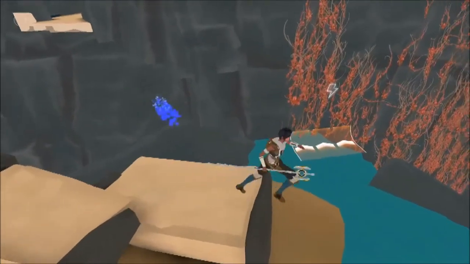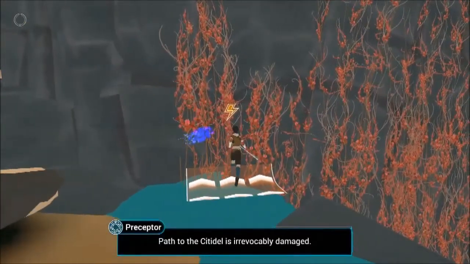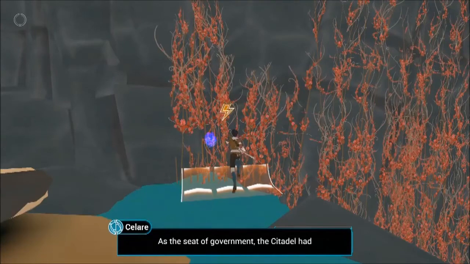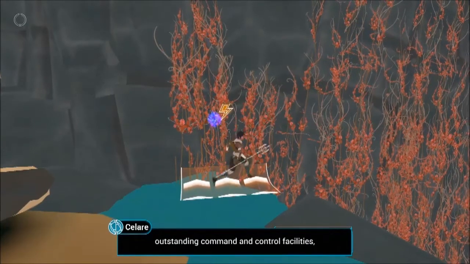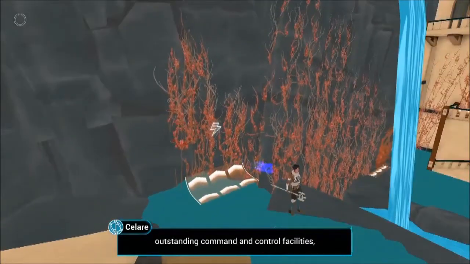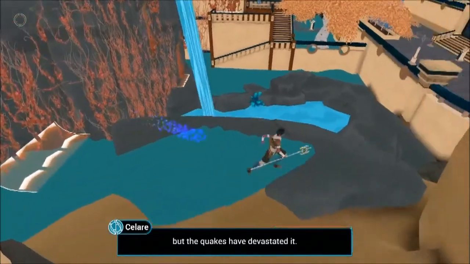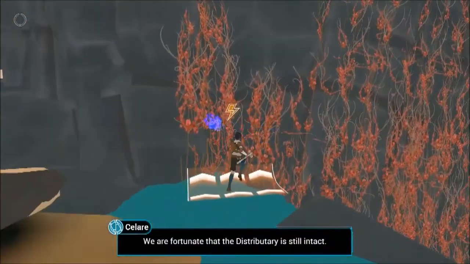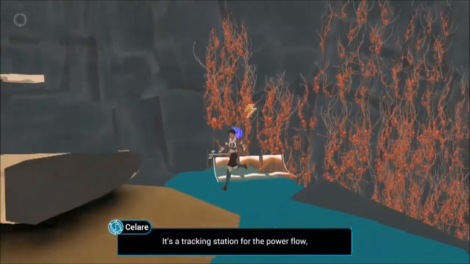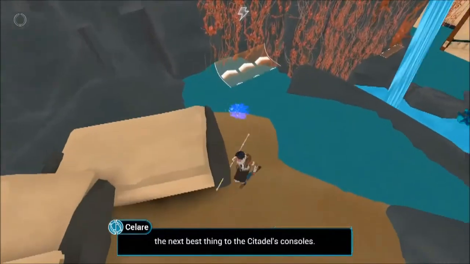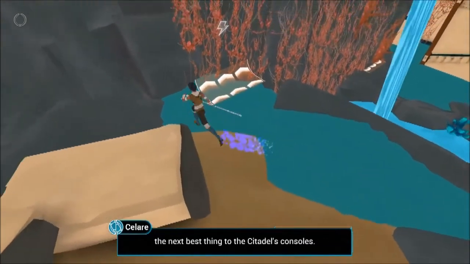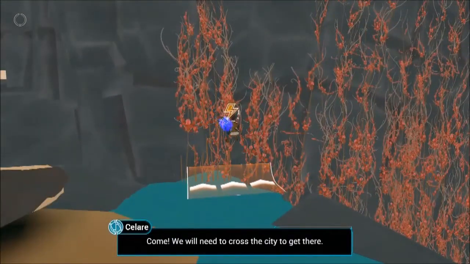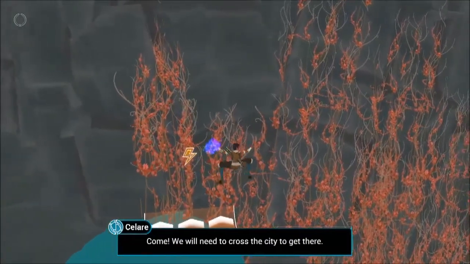Where are we going? Path to the Citadel is irrevocably damaged. Access impossible. As the seat of government, the Citadel had outstanding command and control facilities. The quakes have devastated it. We are fortunate that the distributary is still intact. It's a tracking station for the power flow. The next best thing to the Citadel's consoles. Confirmed. The distributary remains fully functional. Come, we will need to cross the city to get there.